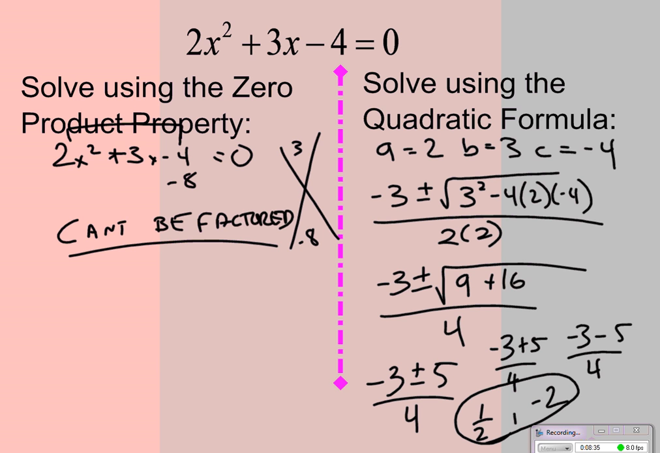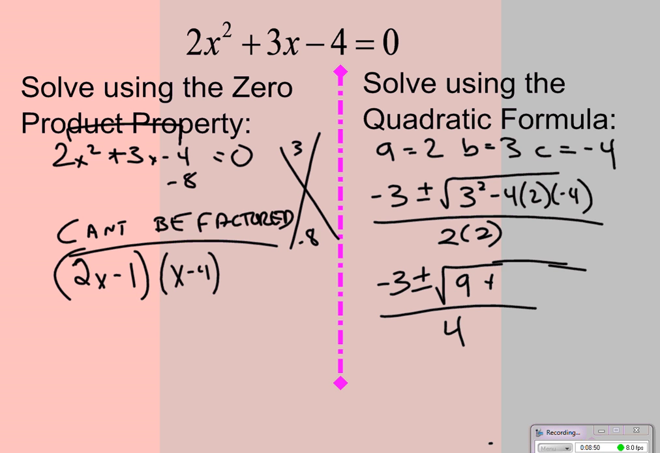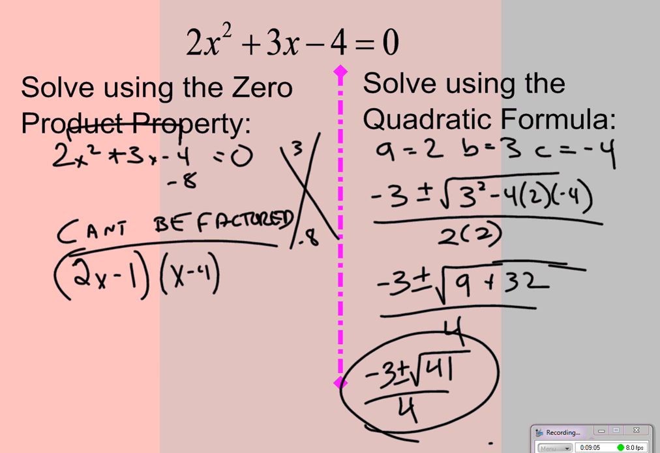So let's see something. I made one minor mistake, guys. I'm terribly sorry. Let's back up here a little bit. My apologies. 3 squared minus 4 times 2 times negative 4. Well, negative 4 times negative 4 is positive 16, times 2 makes this 32. So negative 3 plus or minus the square root of 41 over 4. This is about as simple as you can make that.